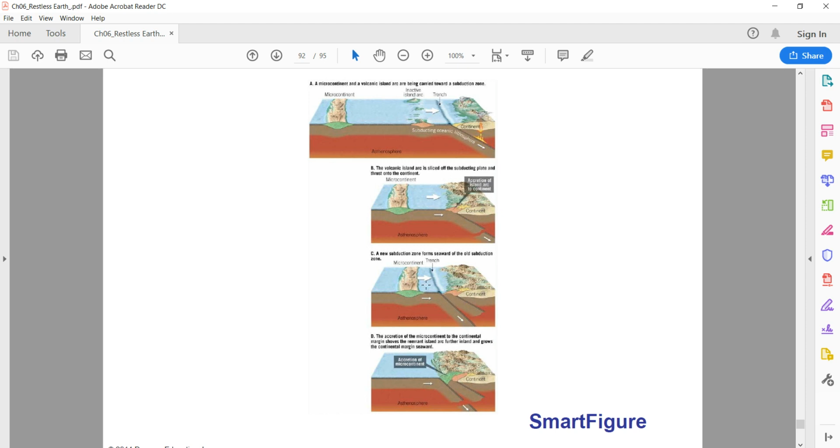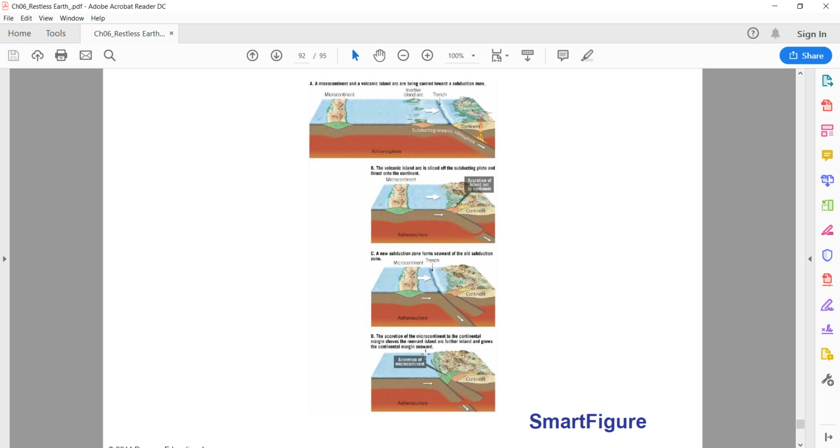And what will happen as it comes close to the subduction zone, this is much lighter. This microcontinent, the density of rock on this microcontinent is relatively very light compared to the oceanic plate. So this microcontinent is not going to subduct because it is lighter, it is buoyant. So what will happen, these microcontinents will start depositing on the continent.